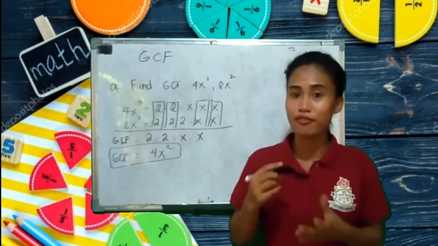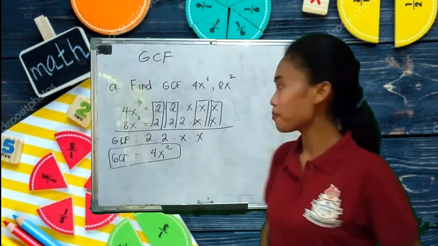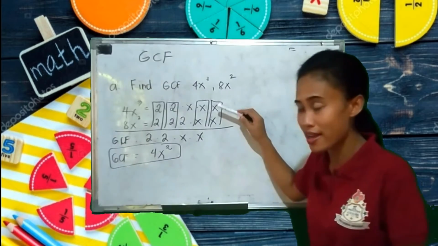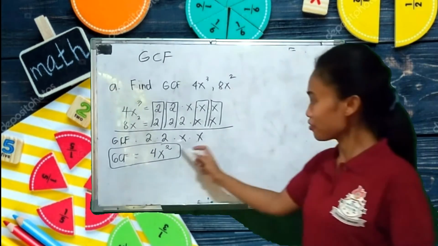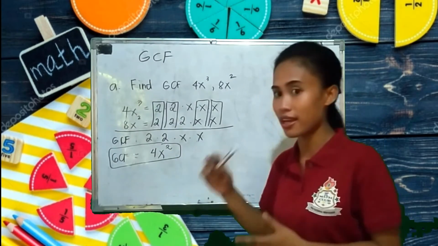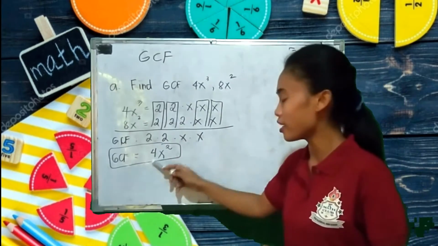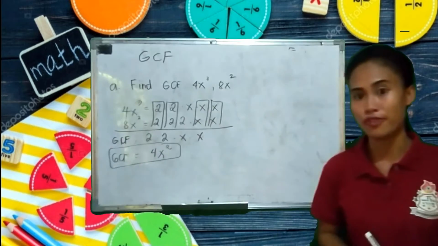Once again, let's review the steps. First, you need to factorize both monomials. The second one, you identify the common factors, and finally, you multiply your identified common factors.